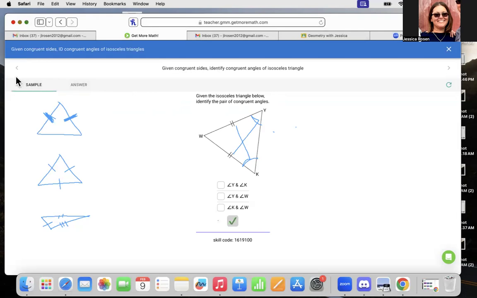But again, the biggest thing is making sure you know that when two sides are equal, it's isosceles. When all sides are equal, it's equilateral. And when no sides are equal, it's scalene.